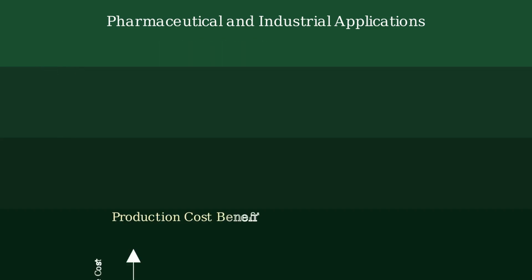Plant-based production systems offer significant cost advantages over traditional production methods. Traditional biopharmaceutical production can be expensive, requiring complex fermentation or cell culture systems. In contrast, plant-based systems can reduce production costs by 50 to 90% through simpler growth requirements and scalability.